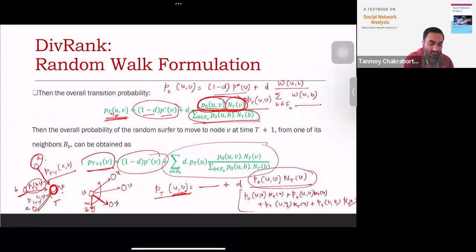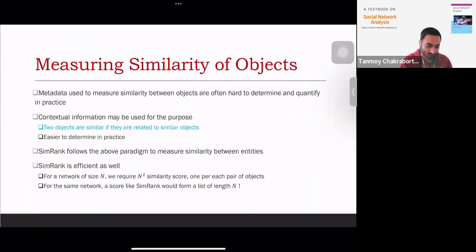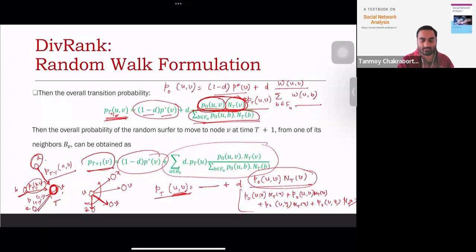This is a simple yet very effective modification of PageRank, and it has led to a diverse ranking. DivRank considers prestige and diversity together during the ranking process, whereas PageRank only considers prestige.